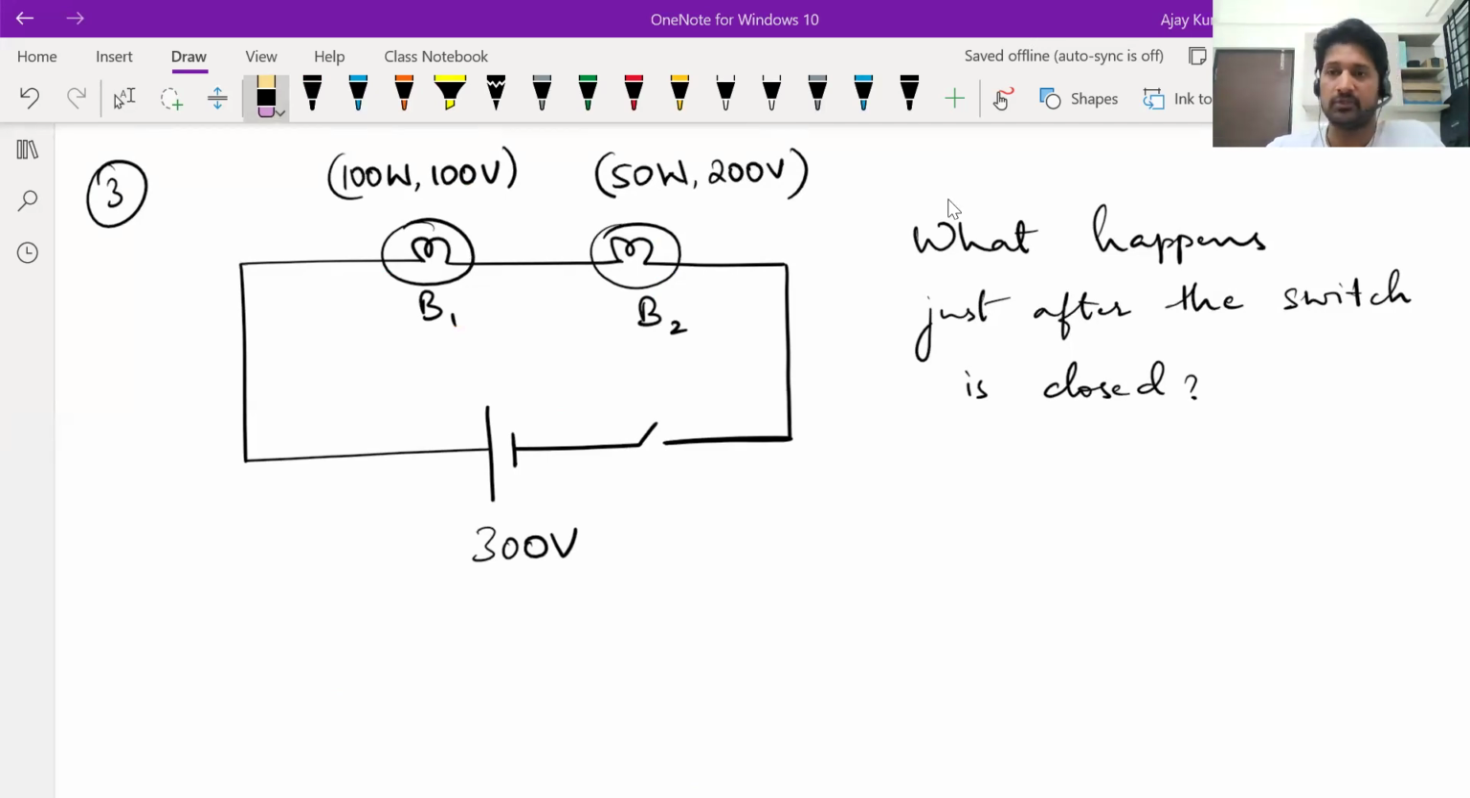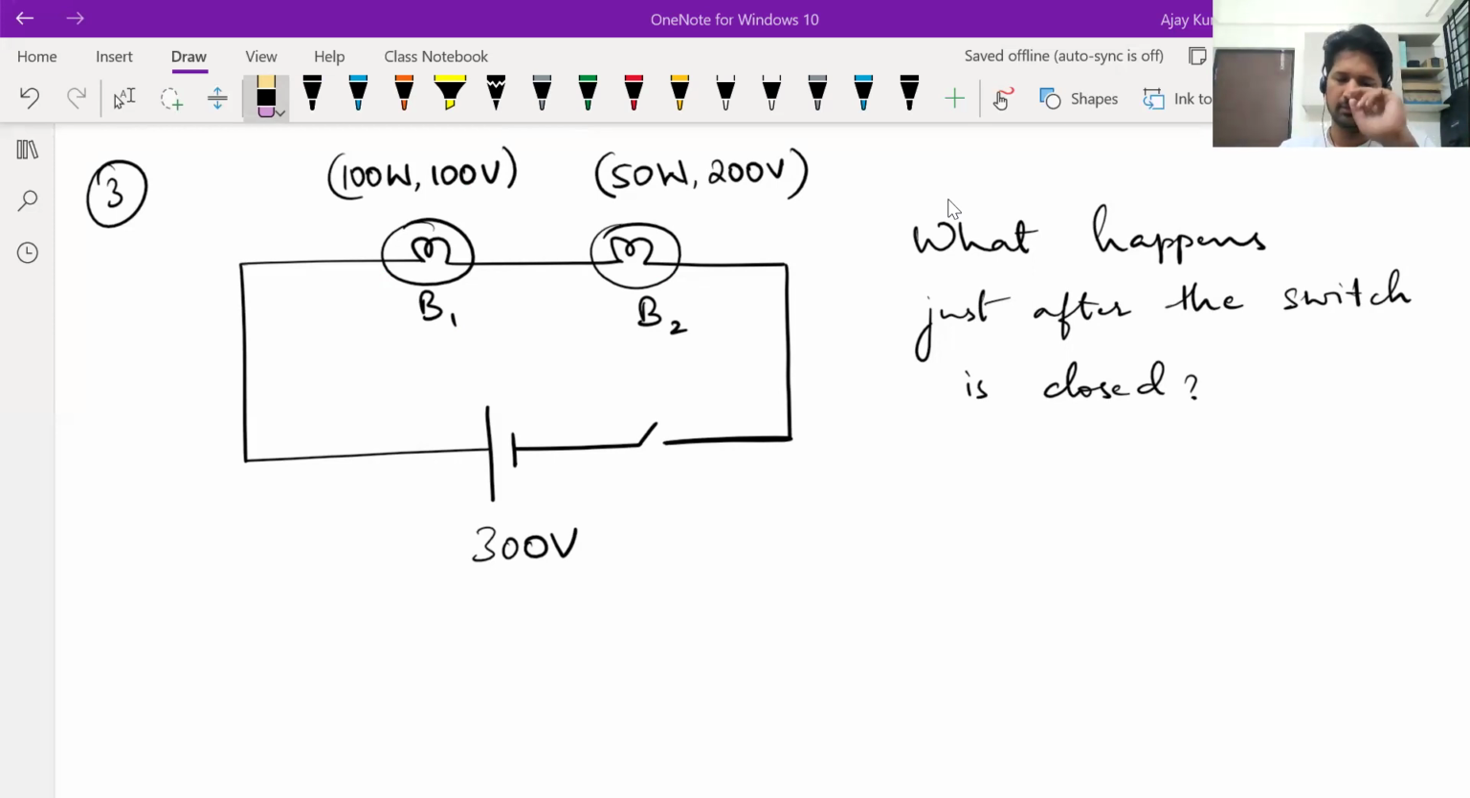Can one of you tell me the procedure, how to check if both bulbs operate safely or not? The second bulb fuses. Okay, let's see. So what you need to do is find out the share of voltage that each bulb gets just after the switch is closed.